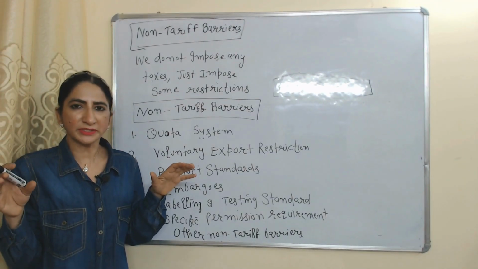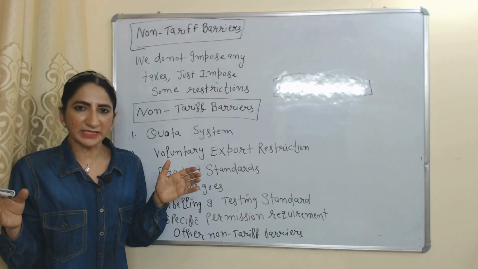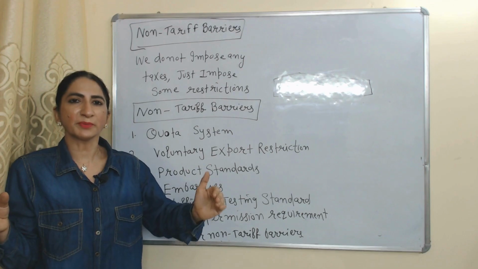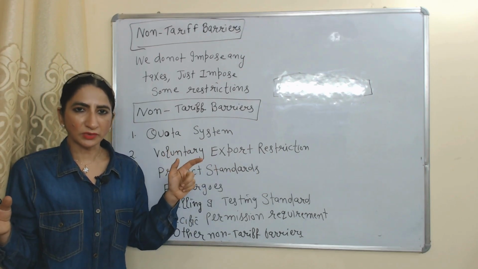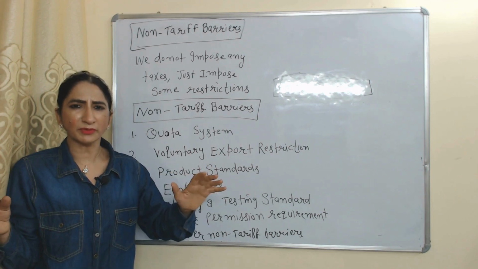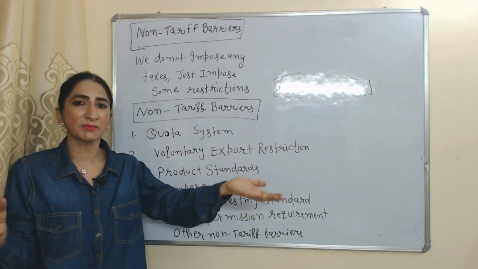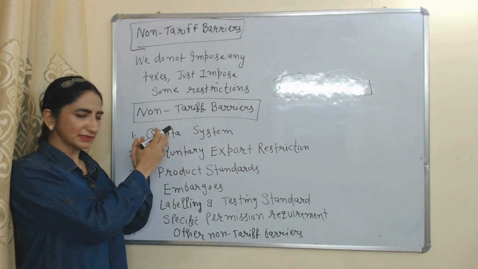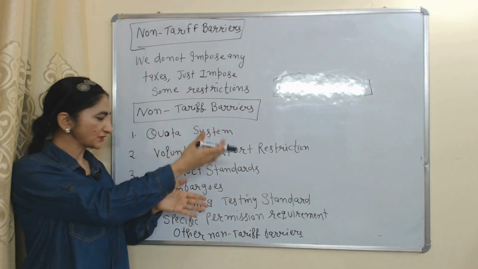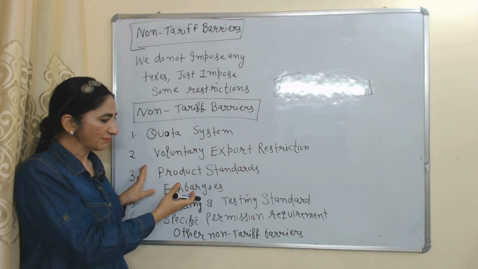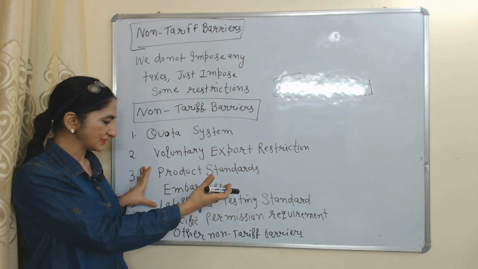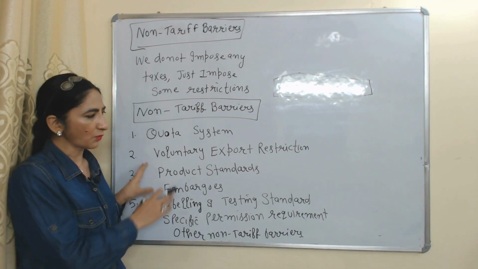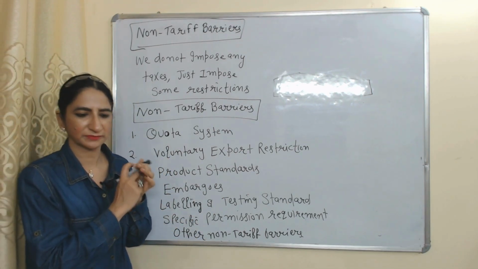Now we will see non-tariff barriers. In non-tariff barriers, we don't impose any kind of taxes. We just impose some restrictions. And non-tariff barriers are quota system, voluntary export restriction, product standards, embargoes, labeling and testing standard, specific permission requirement, and other non-tariff barriers. One by one we will discuss each.